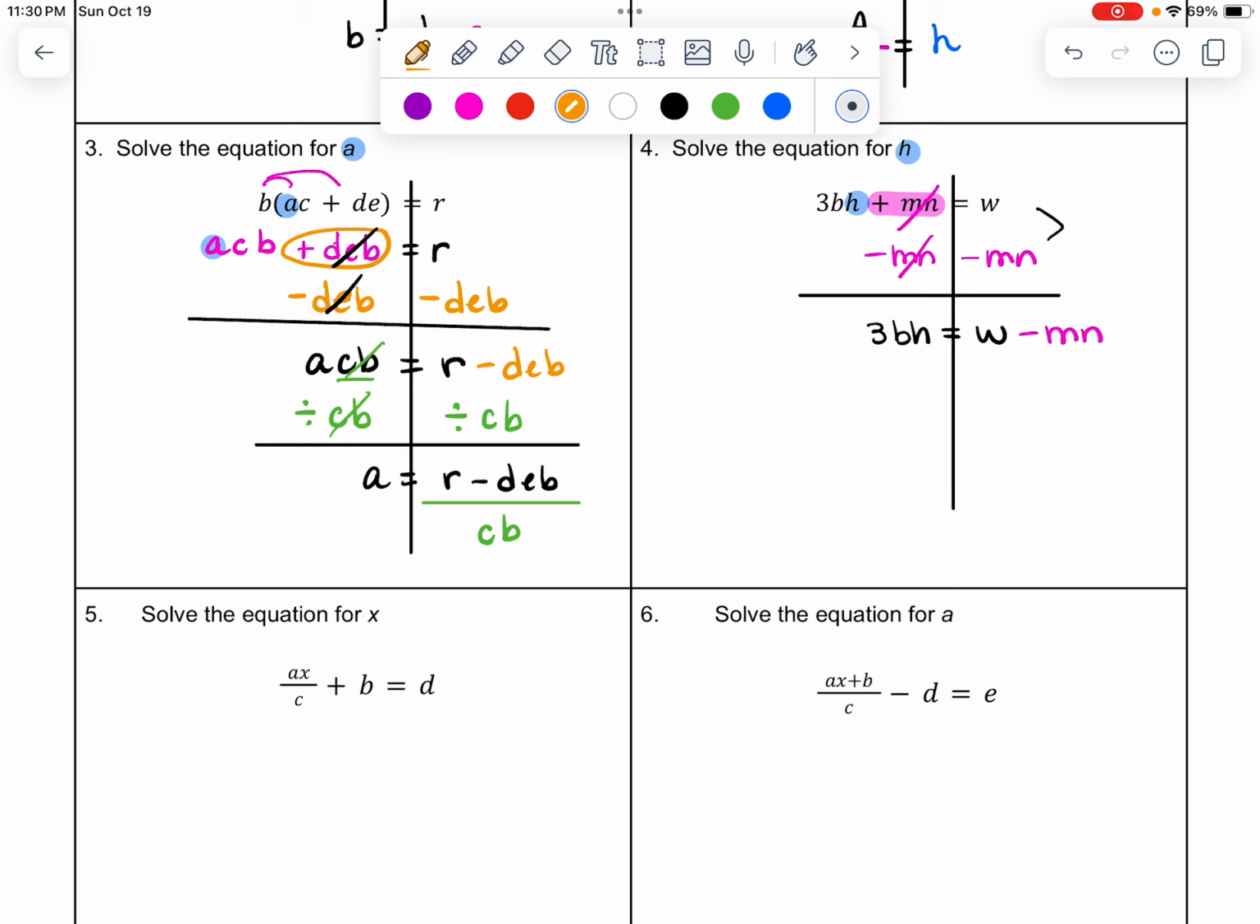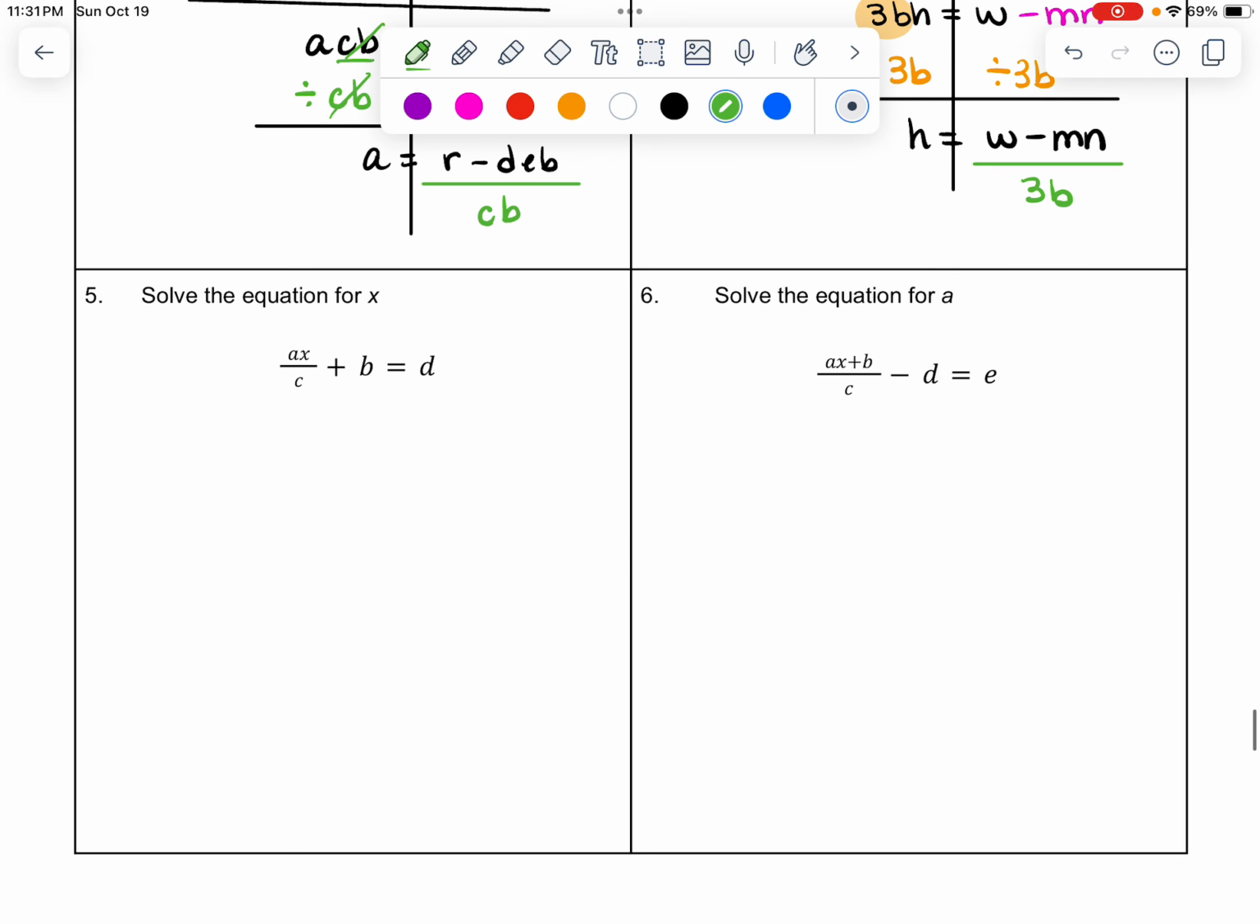Now I need to get rid of the 3 and the B to get the H by itself. Again, this is one big multiplication problem on the left, so I'm going to divide by the 3B. Which means I get H equals, to show I'm dividing, I'm going to copy down the W minus Mn and then draw a line to show division and then put the 3B underneath. And I'm done.